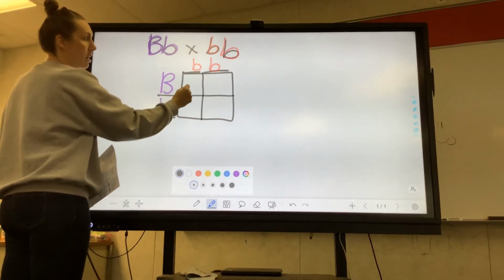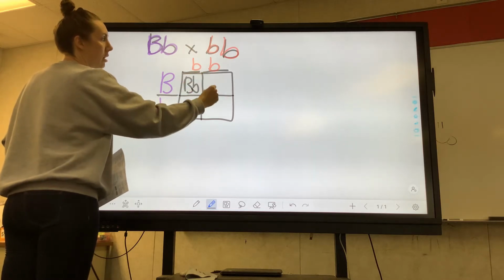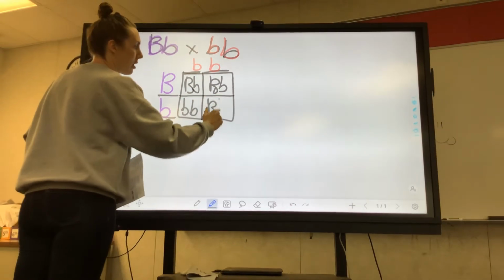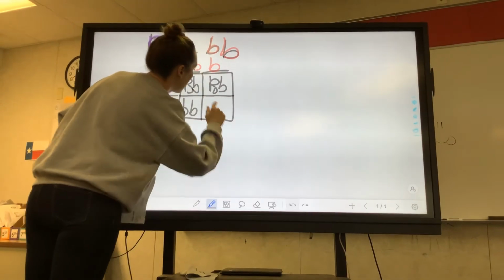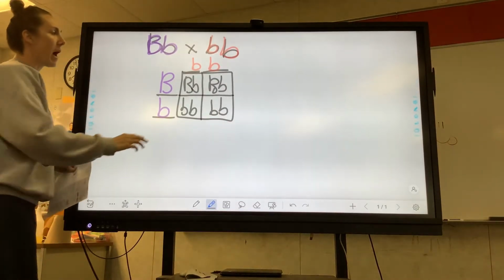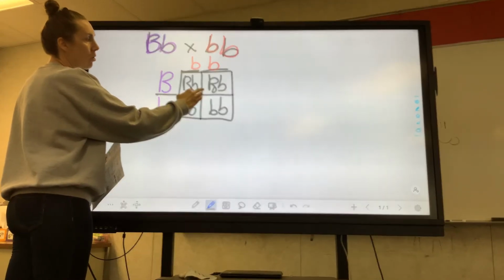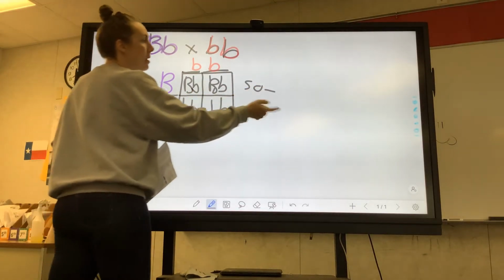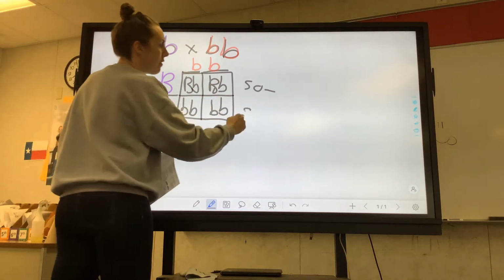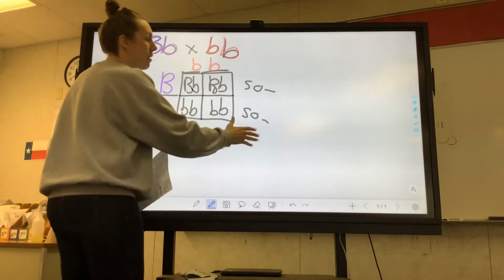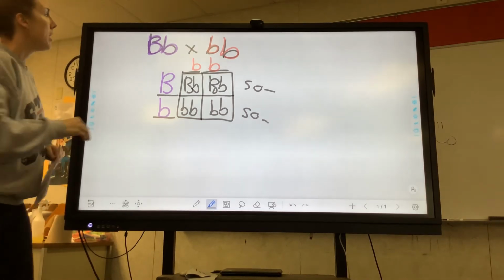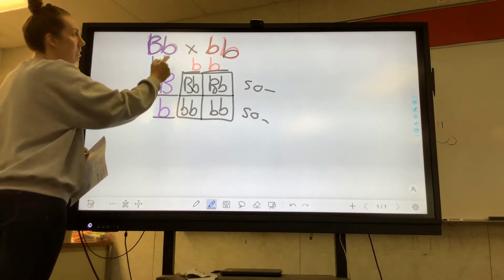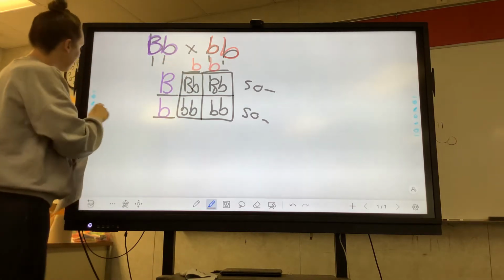Good. What's that going to be? Big B, little b. Big B, little b. And then little b, little b. Little b, little b. So I see 50% are going to be heterozygous dominant, good, and whatever this phenotype is. 50% are going to be homozygous recessive, whatever phenotype that's going to be. Now, it is a 50-50 chance that your parent's going to give this allele or this allele, or this allele or this allele, okay?